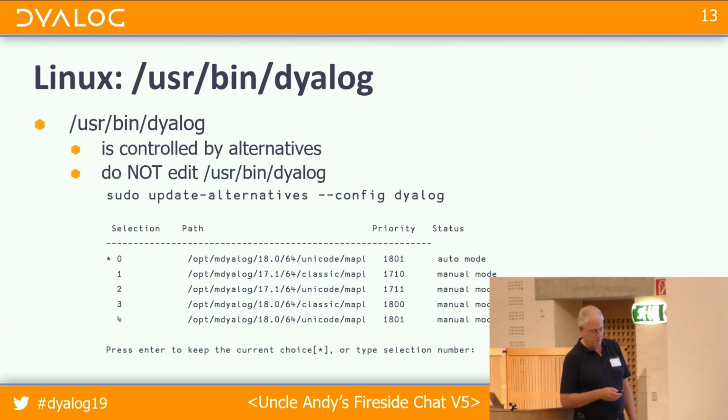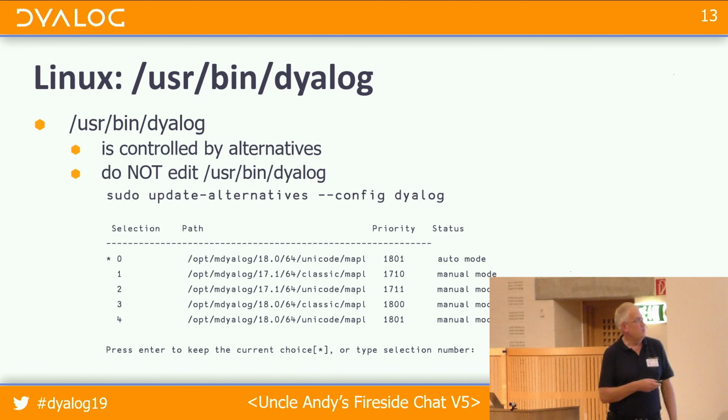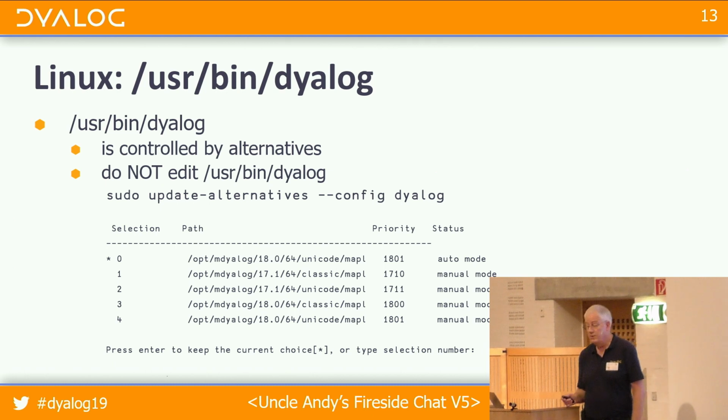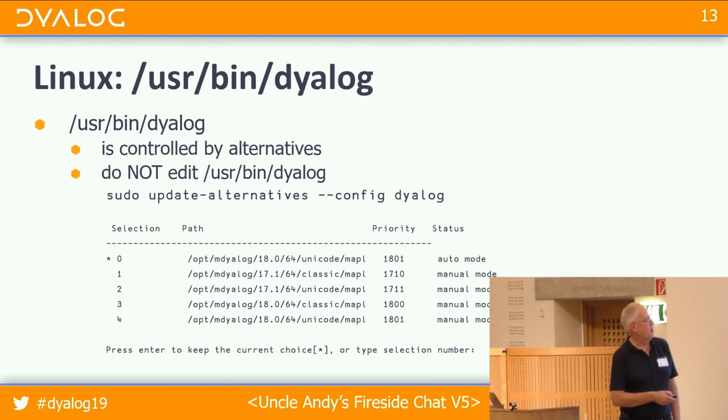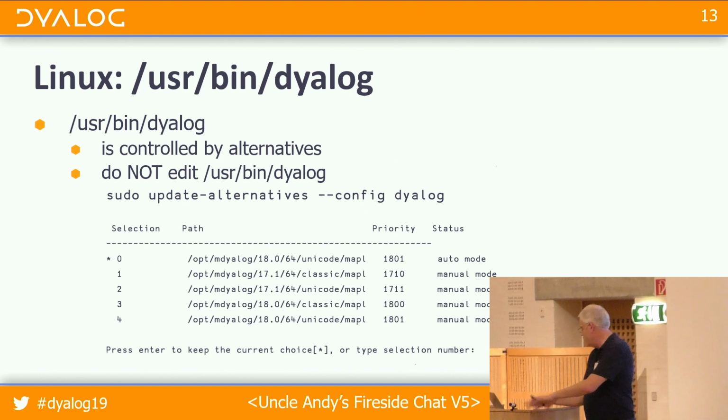Basically, if you want it to point to a different version, you run this command, sudo update-alternatives --config dyalog, and then you select which of the versions you want, so that next time you type dyalog, you get the version by default that you want. For the life of me, I can't remember what the purpose of the priority is, but you will notice, again, because we're chivvying you along, Classic has lower priority than Unicode. Move along, please, boys and girls. Move along.